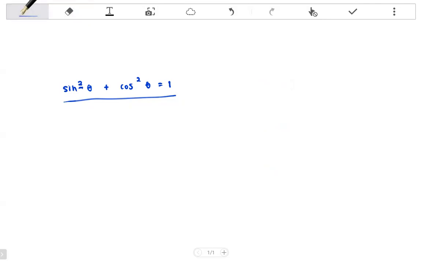So how can we use this? Well, let's say we're given a question. The angle theta is located in quadrant 1. And we know that cosine of theta is 3/8. Okay, we know cosine of theta, and we're asked, what is sine of theta then? What is sine of theta?